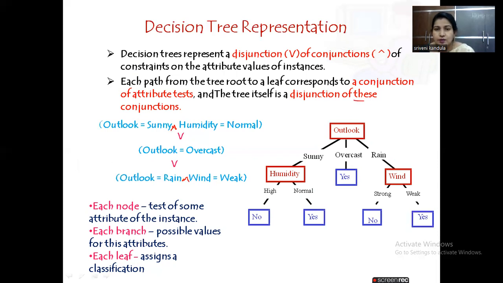Okay. So this is the meaning of disjunction of conjunctions. The overall decision tree is represented as a disjunction of conjunctions, that is OR of AND expressions. So this is how we represent our decision tree.